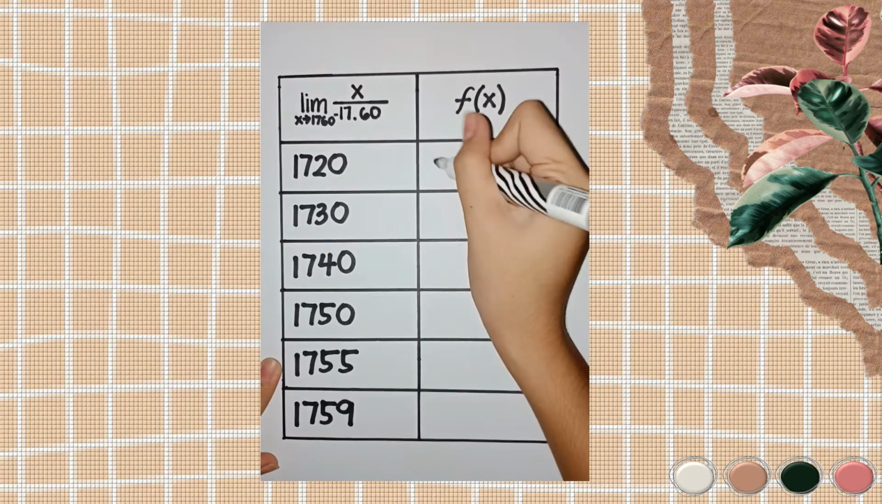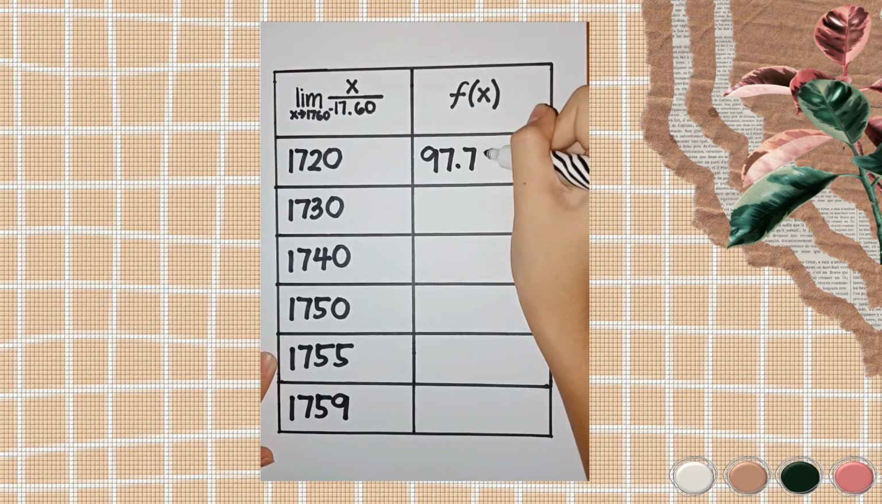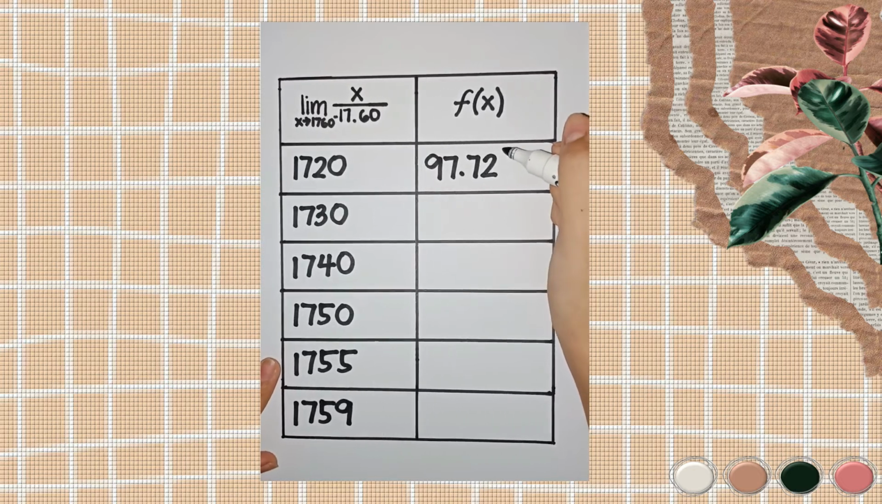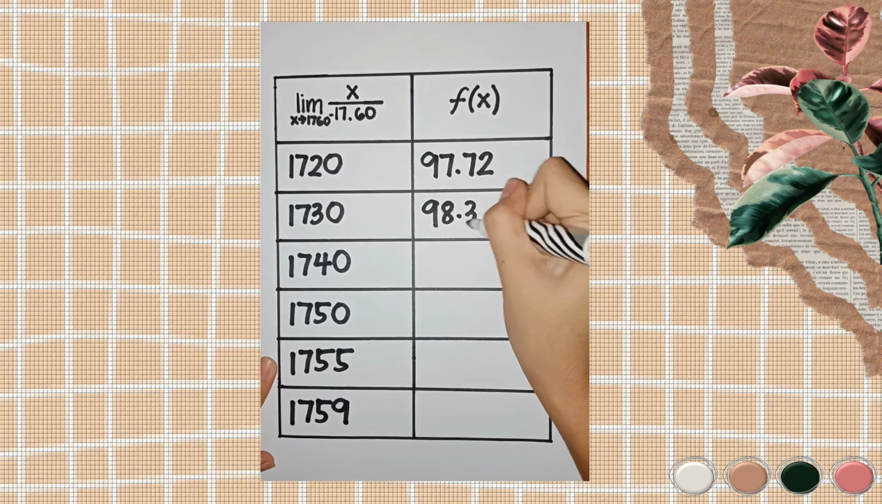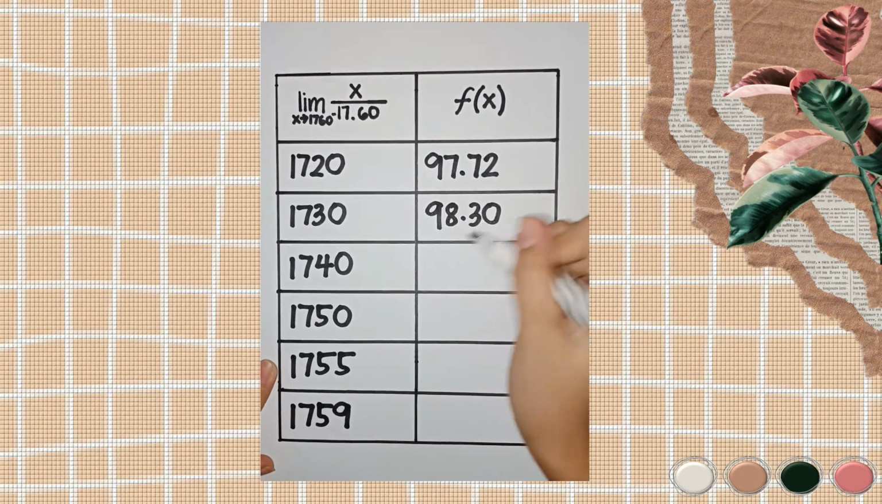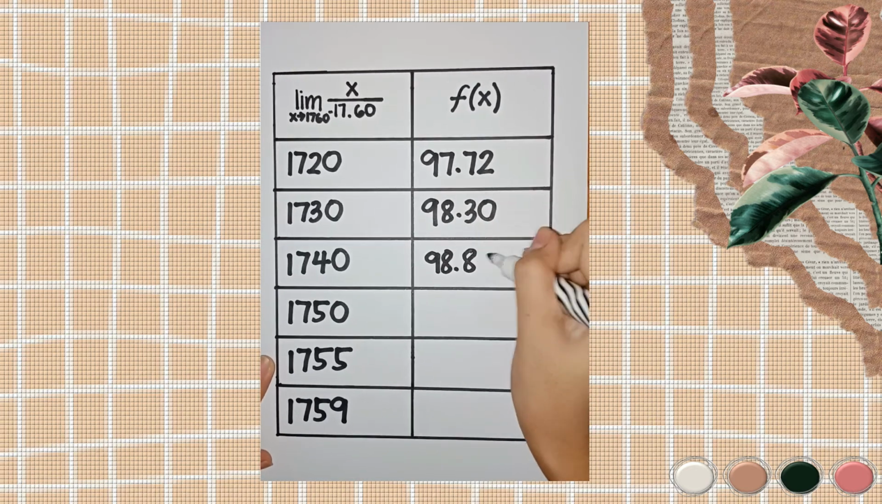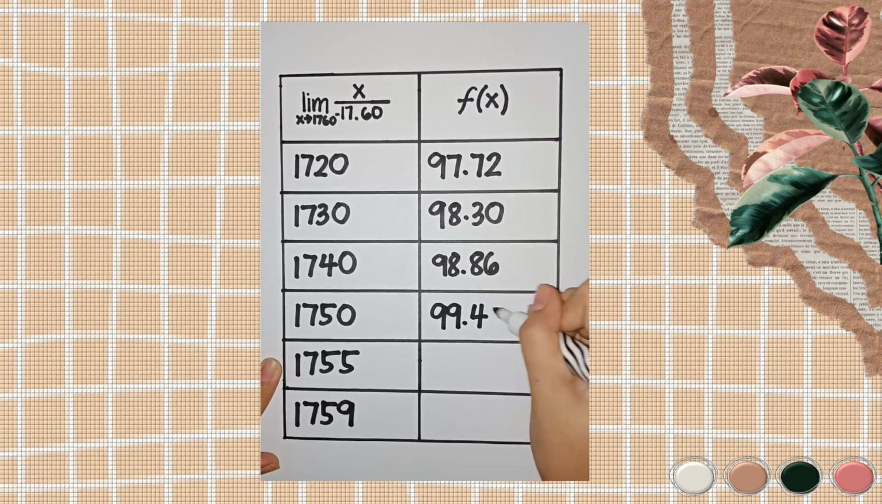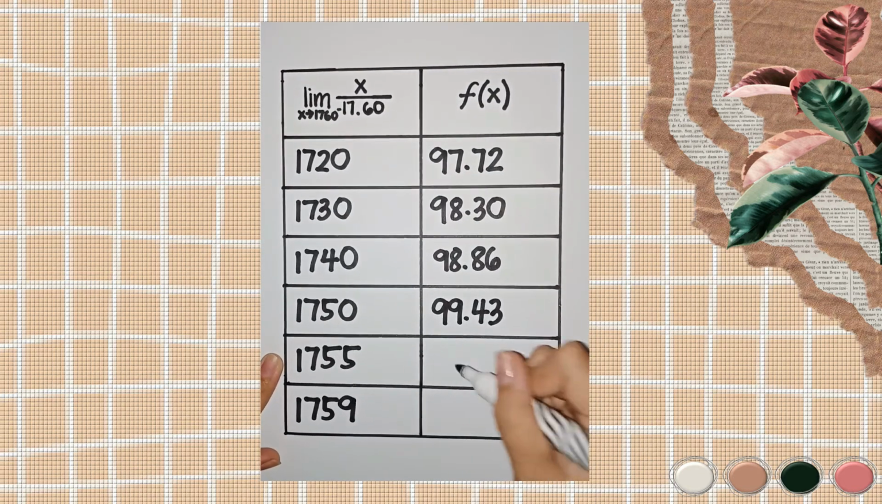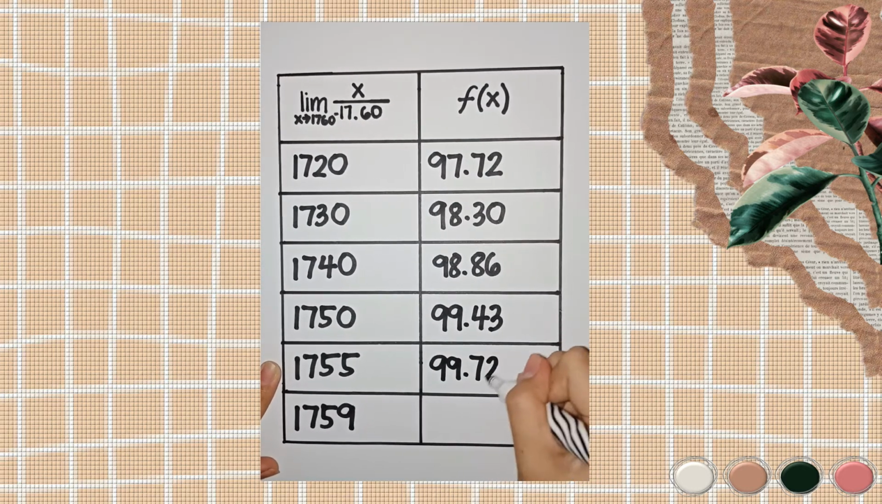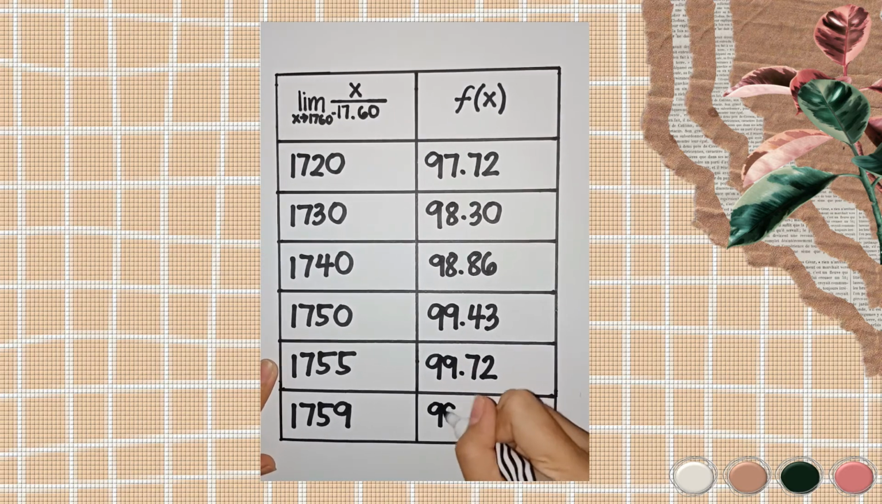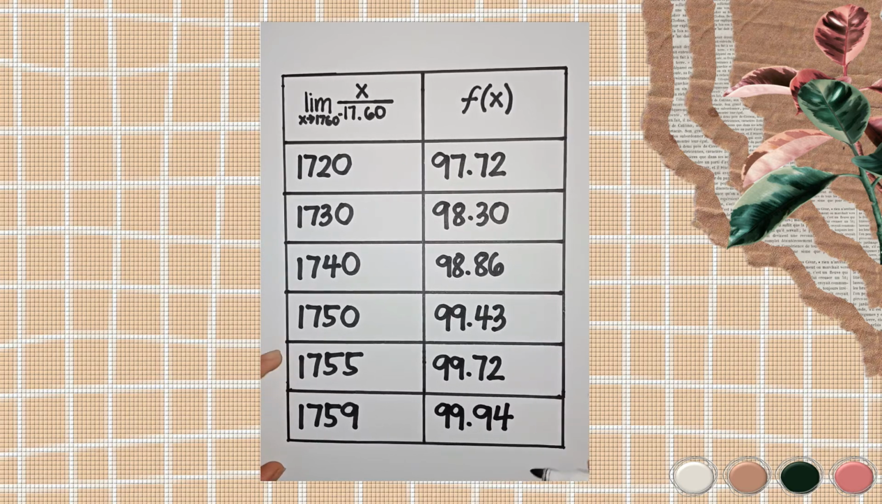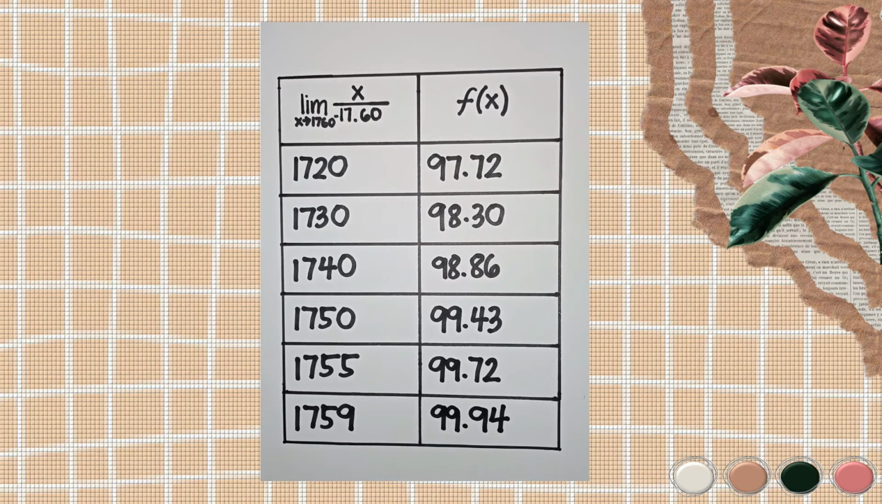So if we plug in 1,720, we'll get 97.72. If we plug in 1,730, we'll get 98.30. If we plug in 1,740, we'll get 98.86. If we plug in 1,750, we'll get 99.43. If we plug in 1,755, we'll get 99.72. If we plug in 1,759, we'll get 99.94. So as x approaches 1,760 from the left, we approach the value of 100. Thus, the limit of x over 17.60 as x approaches 1,760 from the left is equal to 100.